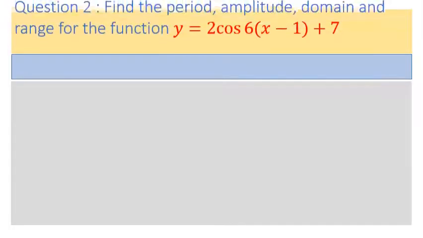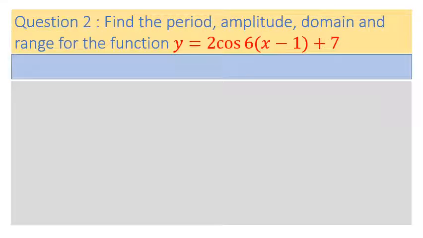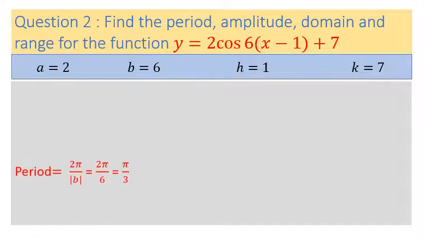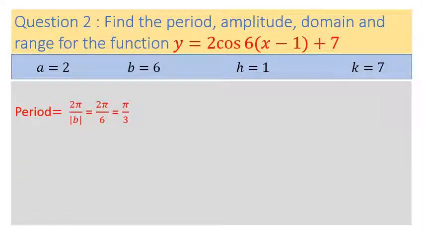Question 2. Find the period, amplitude, domain and range for the function y equals 2 cosine(6x minus 1) plus 7. First identify the values of a, b, h, and k. Period equals 2 pi over absolute value of b equals 2 pi over 6 equals pi over 3. Amplitude equals absolute value of a equals absolute value of 2 equals 2.